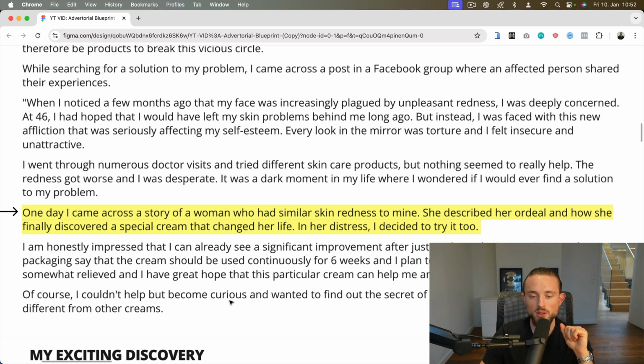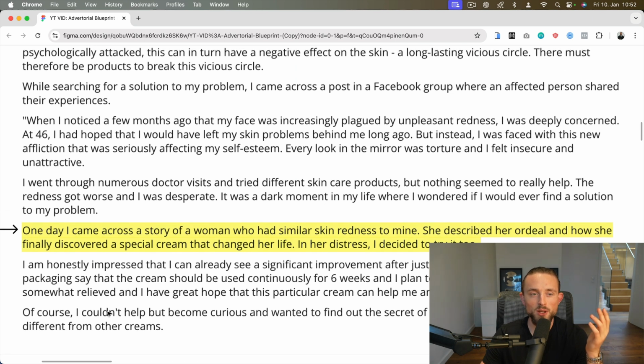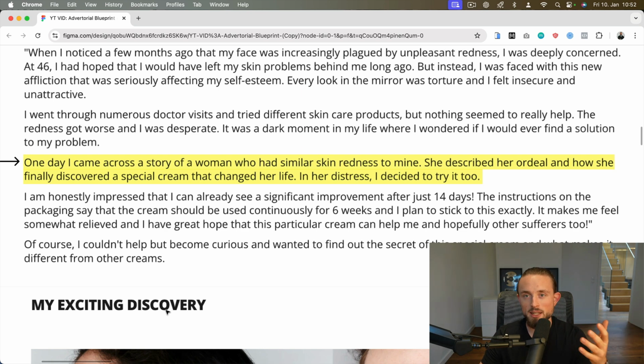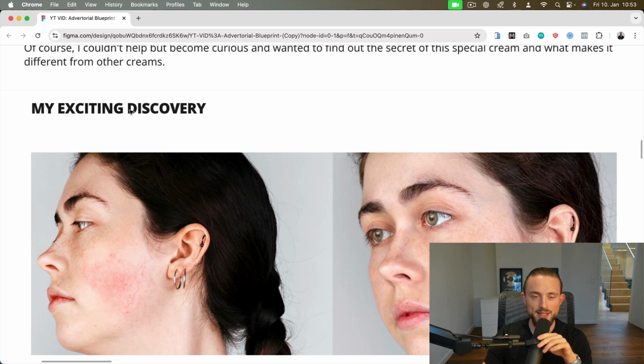Of course, I couldn't help but become curious and wanted to find out the secret of this special cream and what makes it different from the other creams. So you can see we even still don't show the product, but we introduce the solution, we introduce this new unique mechanism that helps the reader, and then we also not directly say it because we want to build up tension. We want the reader to be like, what's the secret? Like, what's the special sauce, right? I want to have this.